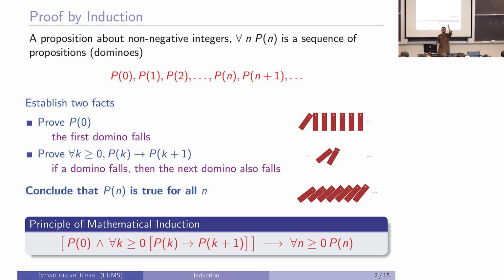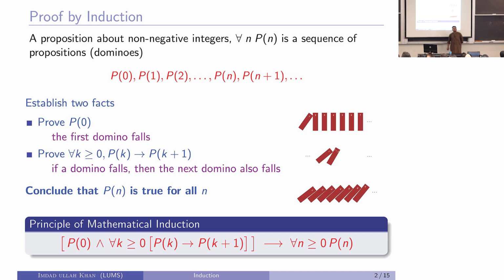Sorry, say it again, please. Isn't the implication the other way around? If the next term is true, then we imply that the first one was true? No, we never. So here is the statement.